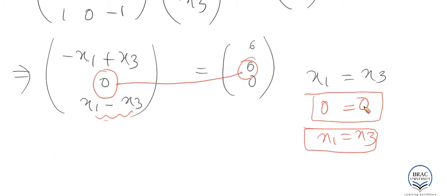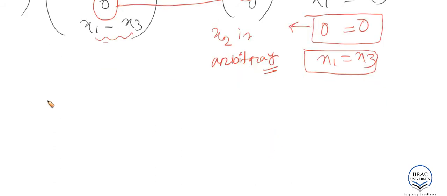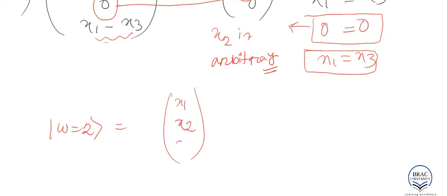And this 0 equals 0 means, if you recall from our past lectures, that our x2 is arbitrary. So the eigenvector for omega equals 2 will be x1, x2 is arbitrary, and x3 is just x1. So this one is arbitrary, x2, and x1 and x3 are equal, so instead of x3 you can just write x1 over here.